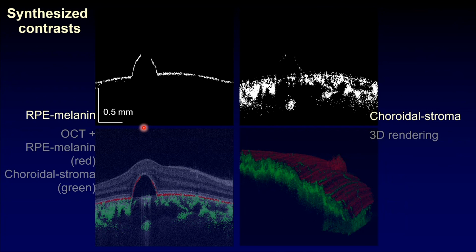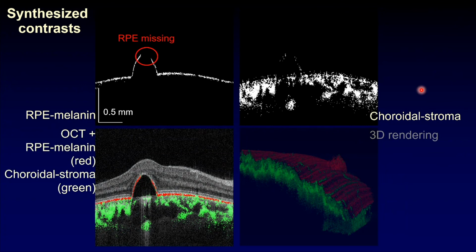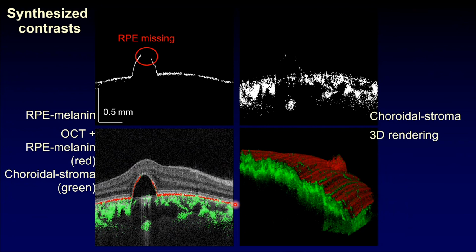And also we developed another algorithm to contrast the choroidal stroma. By combining it, we have this kind of image. Here's an OCT, the choroidal stroma overlaid here in green, and the RPE originated melanin appears in red. Okay, and even this algorithm can be applied to three-dimensional data, and we see the three-dimensional pathologic structure. Okay, that is something like the final part.